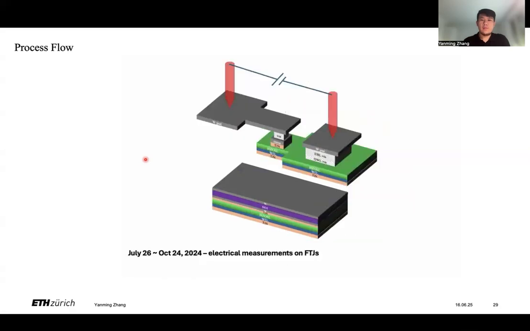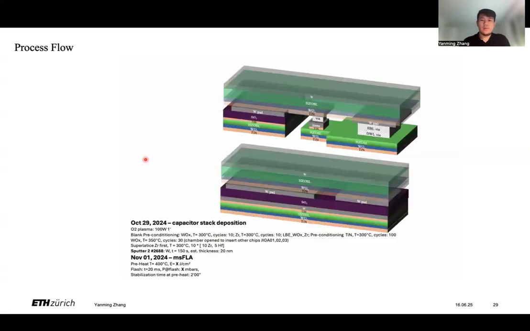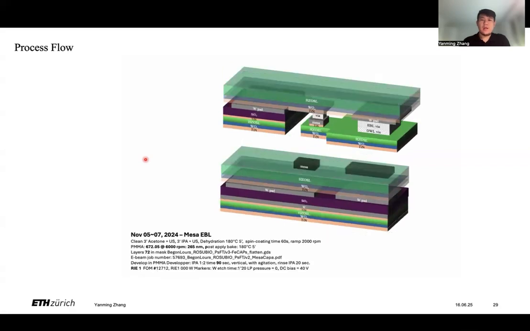At this point, we perform many electrical measurements for the FTJs, and once we are happy with our results, we decided to proceed to the FeCap, and we deposited the layer stack and patterned the mesa. That is where we are. We haven't completed the whole structure yet.